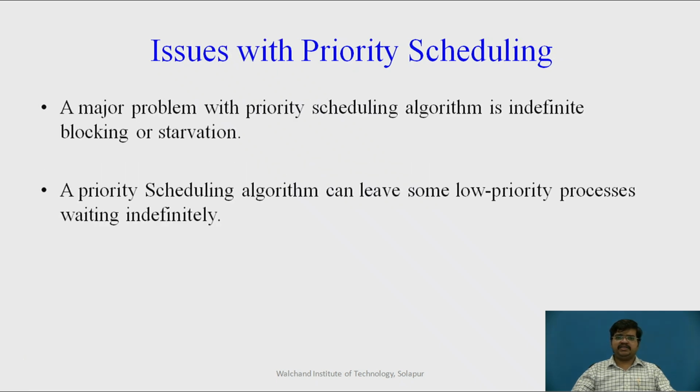Issues with the priority scheduling algorithm. The major problem with the priority scheduling algorithm is indefinite blocking or starvation. It means that a low priority process will wait for an indefinite amount of time. That process is not able to execute. That is the meaning of indefinite blocking or starvation. This is the major issue faced with the priority scheduling algorithm.